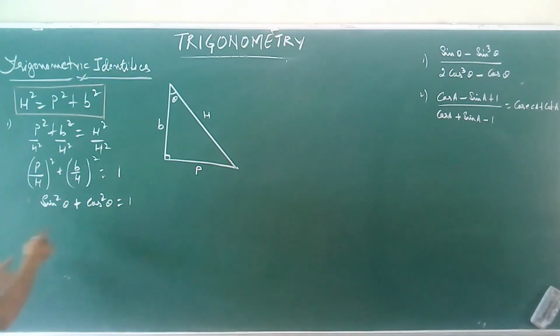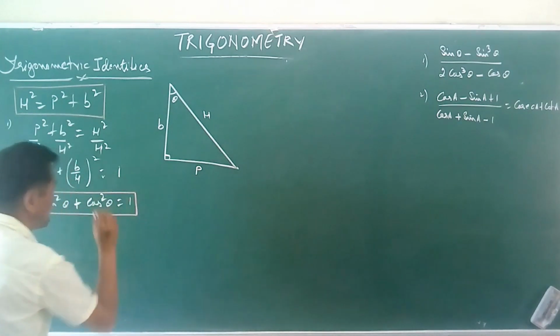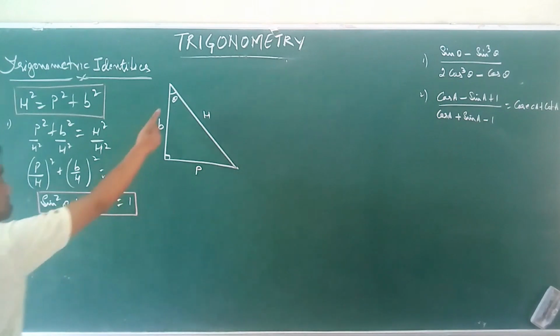Now what we get here is an equation involving trigonometric ratios, which we call the first trigonometric identity. So this is our first trigonometric identity. Remember, this is important here: sine square theta plus cos square theta is always 1. When? Now let's see, there is one condition. So that condition is, now look at the theta.